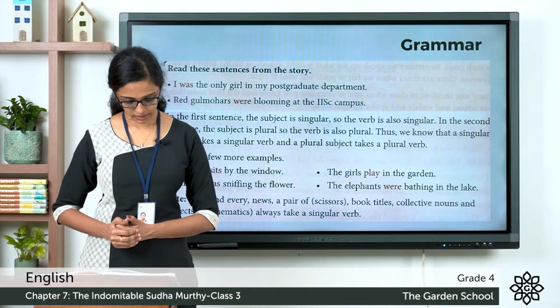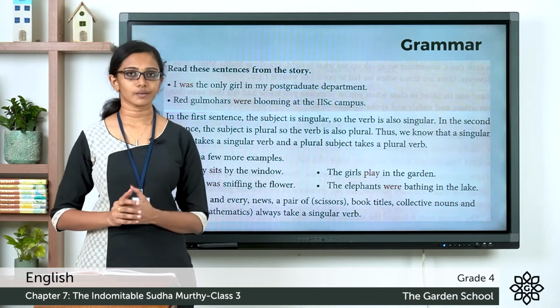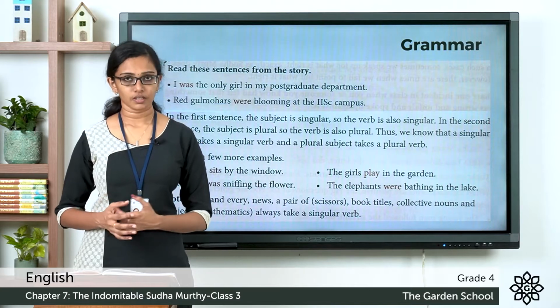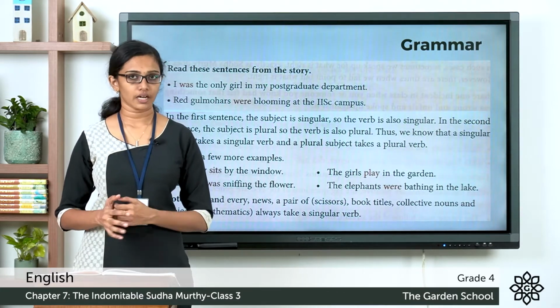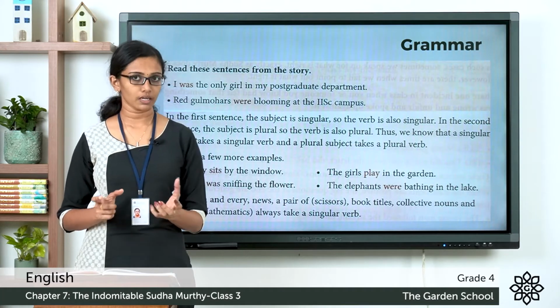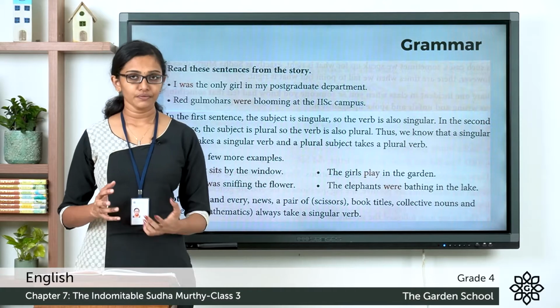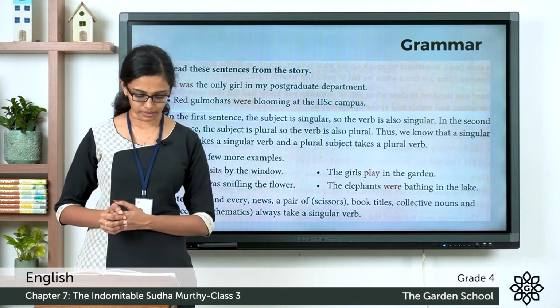And you can see this note there. And this grammar section is about subject-verb agreement. Let's see what that is. Read these sentences from the story. I was the only girl in my postgraduate department. You see the word was given in red there. Red gulmohars were blooming at the Indian Institute of Science campus.